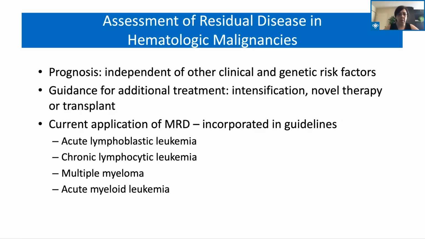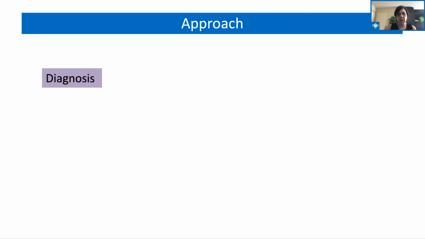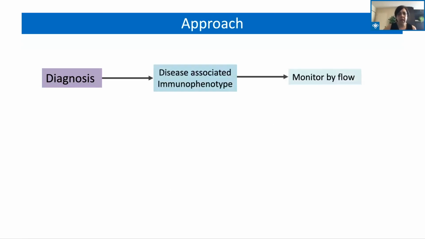As it is at this moment, MRD is being incorporated as part of the guidelines, particularly for acute lymphoblastic leukemia, chronic lymphocytic leukemia, multiple myeloma, and acute myeloid leukemia. And you can do this in several ways. So obviously, the approach is you first have to diagnose the disease. And once you get the diagnosis, you can phenotype the disease and look for the disease later on as you monitor based on the disease-associated immunophenotype. And this is usually done by flow cytometry.